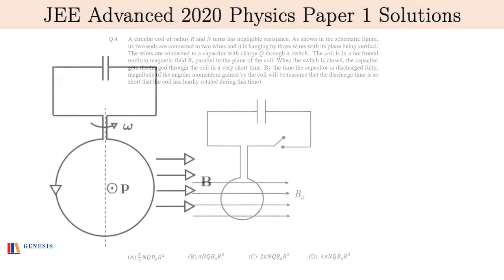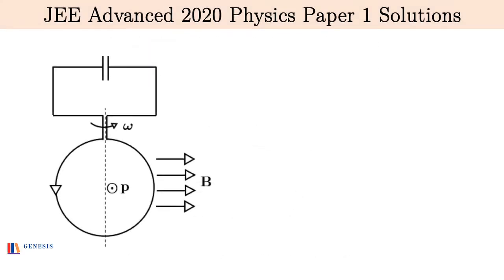As the capacitor discharges through the coil, a short burst of current flows through it, and in that duration the coil experiences a torque due to the magnetic field. This torque is impulsive in nature as the current lasts for a very short time, and it is the angular impulse of this torque that imparts the angular momentum to the coil.